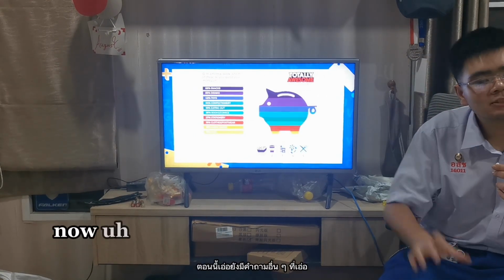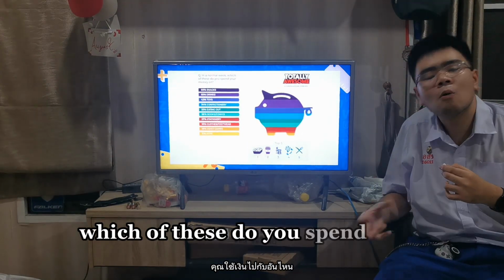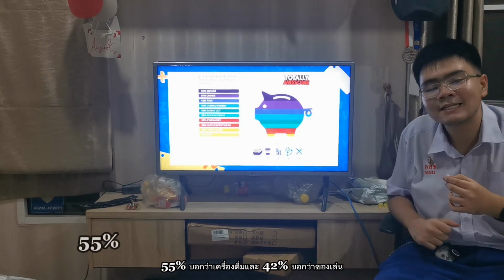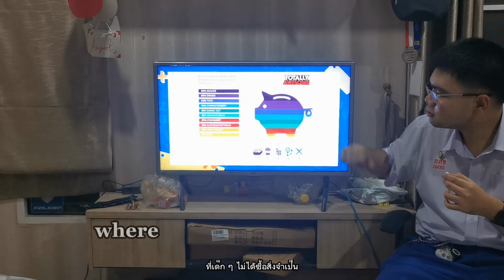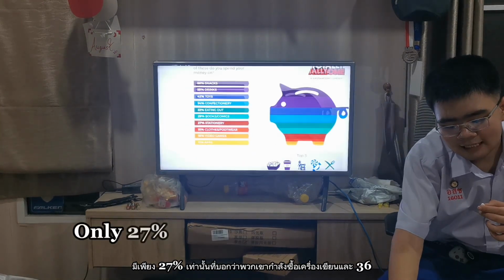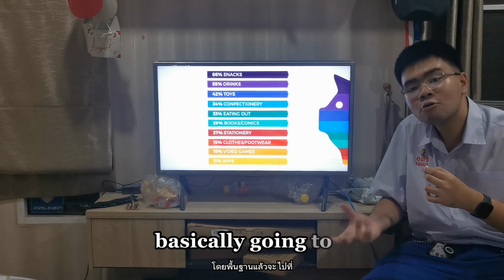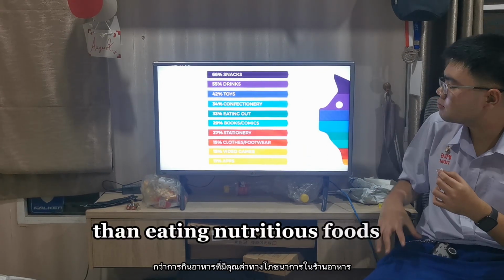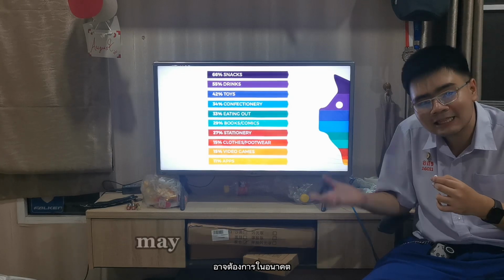Now, there's also the other question, in which they asked all the children, in a normal week, which of these do you spend your money on? 66% said that they spent on snacks, 55% said drinks, and 42% said toys. We can clearly see a trend here where children are not buying necessities that they actually need. Only 27% said that they are buying stationery, and 33% said that they will use it to eat out, basically going to a local restaurant to actually eat. They would rather eat snacks than eat nutritious foods in restaurants, or they would rather buy toys than buy actual clothes or footwear that they may need in the future.